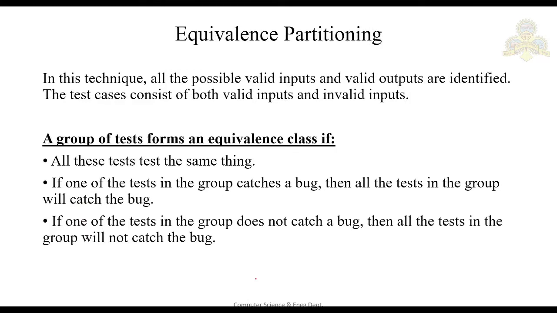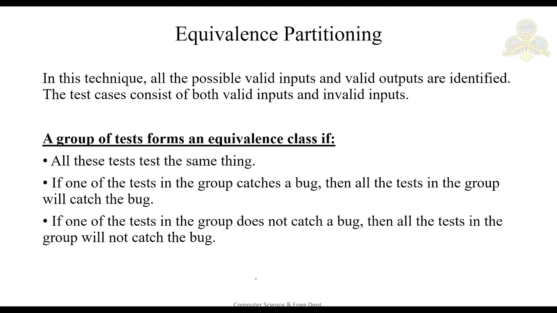So next we will talk about equivalence partitioning. In equivalence partitioning, all the possible valid inputs and valid outputs are identified. So the test cases consist of both valid inputs and invalid inputs. Here, first we have to form the equivalence class. That means one class has valid inputs and another class has valid outputs.